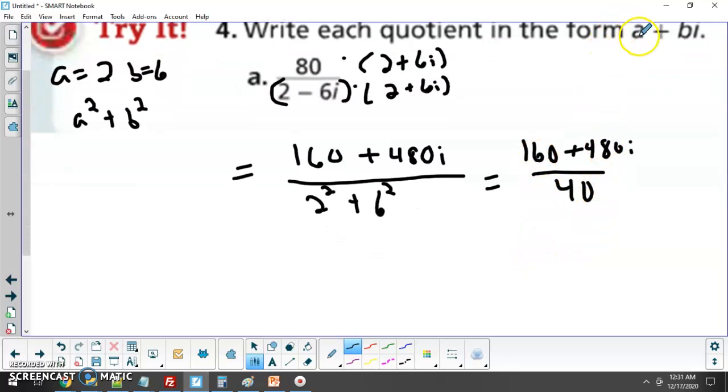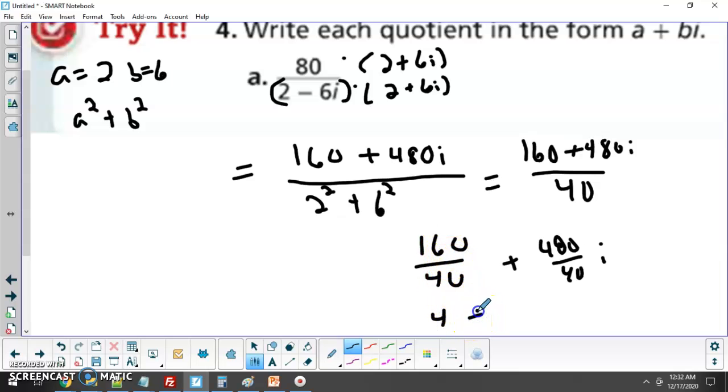Now you want to write it in the form a plus bi, so you want to reduce 160 over 40, and reduce 480 over 40. See if you can do that mentally. 4 goes into 16 4 times, so that's just 4. Those zeros cancel out. Here, 480 divided by 40, those zeros cancel out. So this is just 4 plus 12i.